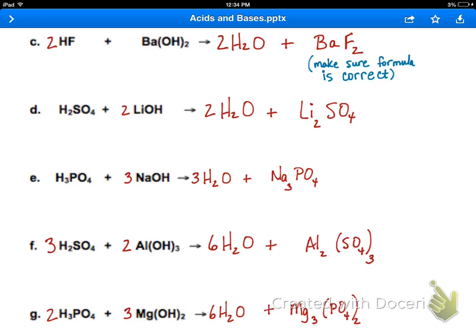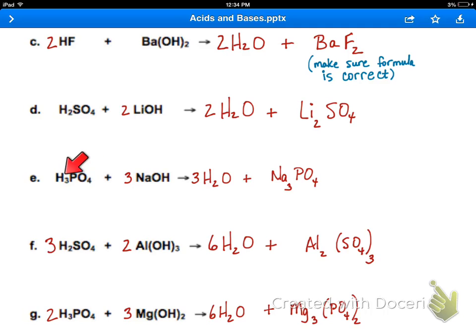Okay, so just a couple things to talk about here. The first two that we did, everything was balanced already, but this is a little bit more complicated. When the barium gets together with the fluoride, make sure that the formula is correct. Barium is +2, so it's going to be BaF2 to make a correct formula. And it's going to make 2 waters, and then we need a 2 over here to balance the HF. So again, here we're going to need a 2 to balance the lithium hydroxide. Make sure that your formulas are correct before you try to balance your reactions.